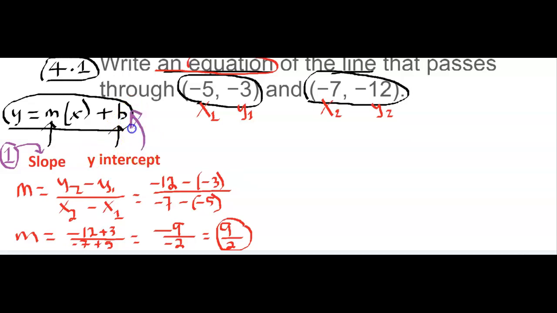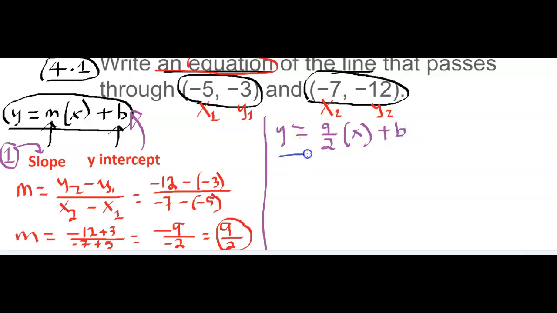We need to find out what b is. You need to find out where the line crosses the y-intercept, so you need to find the b term. What is b? I'm going to rewrite that: y equals, the slope again, we found that from part one, which is 9/2, times x plus b. So there is my equation in slope-intercept form.